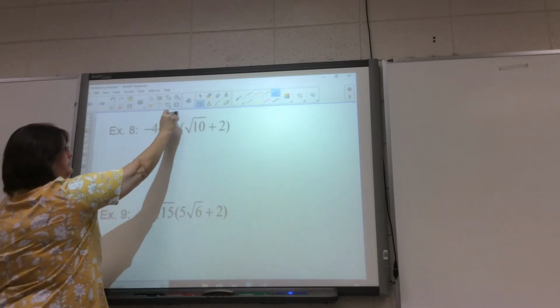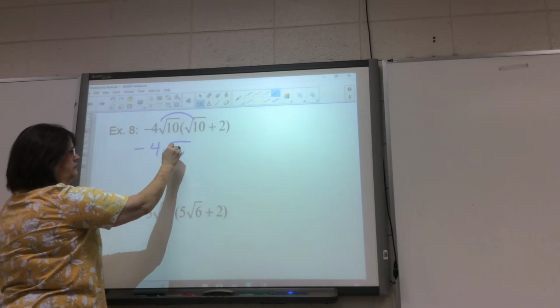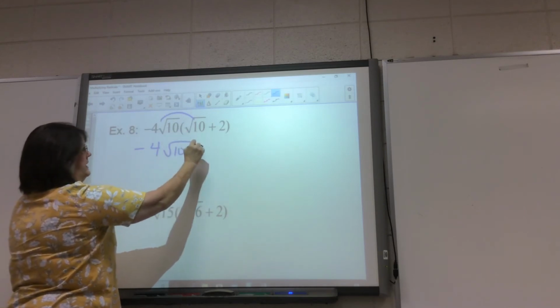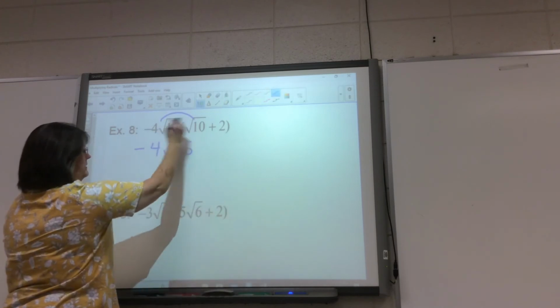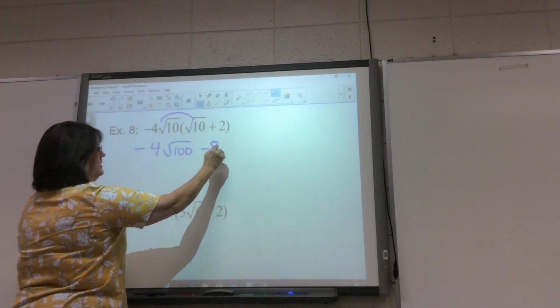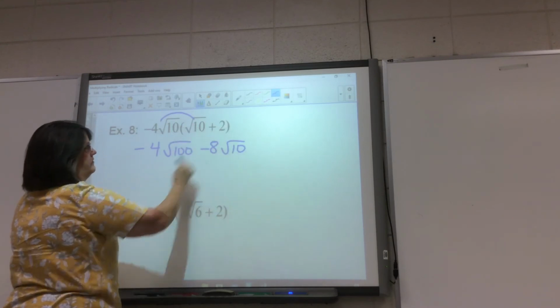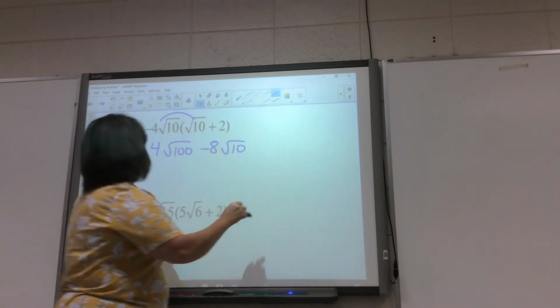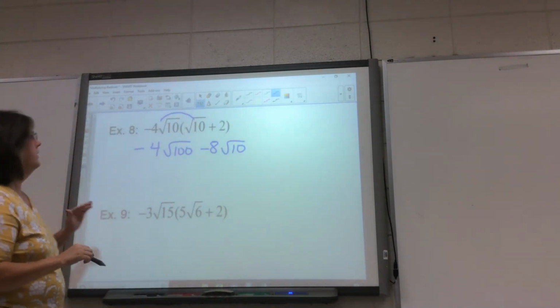Same thing. This is negative 4 on the square root of 100 plus, well, not plus. We've got negative 4 times 2, that's negative 8 on the square root of 10. If there's no inside, you just write it down. The same as if I had done 4x times 2. I would write 8x.